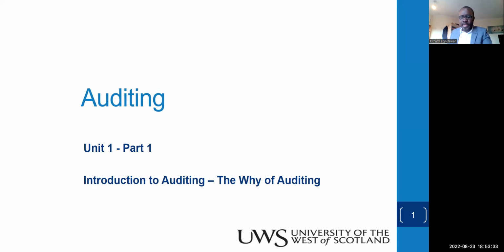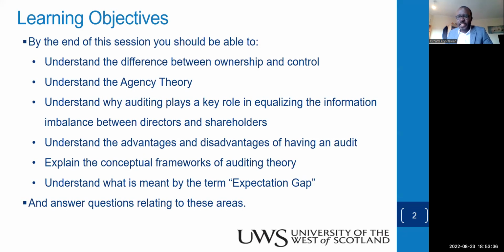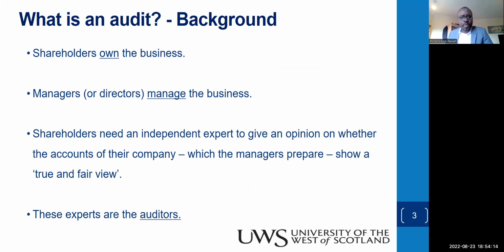At the end of this, I would expect us to know the difference between ownership and control, and then the agency theory. I'll talk through the agency theory, but I will not dwell much on it. You might have heard of it, you know it. Then we'll look at why auditing plays a key role in equalizing the information imbalance between directors and shareholders, removing that information asymmetry so that there's some balance. Understand the advantages and disadvantages of having an audit. Then we'll look at the conceptual framework of auditing theory, and consider the expectation gaps. Any questions you find in these areas, we should be able to answer them accurately.